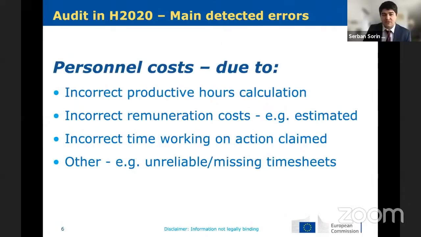As my colleague said already, and to emphasize a little better, the main errors detected in personnel cost, because there are more, are due to incorrect productive hours calculation. I will explain it later on in another slide. Then the remuneration cost, estimated cost, for example, incorrect time working on the action claimed, and other elements like unreliable or missing timesheets. So these are the main errors that we find in audits.